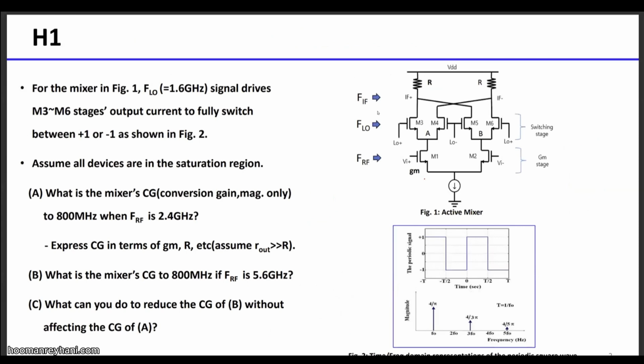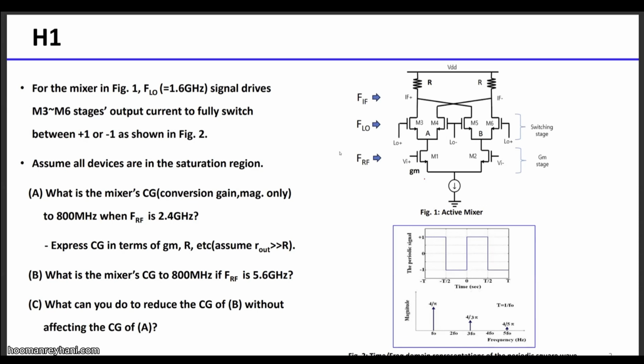And so homework number 1 is about the mixer. How this mixer works is that you have a GM stage at the bottom, and you have a switching stage on top, and then the resistive load. So when the LO signal is at 1.6 gigahertz, it drives the M3, M4, M5, and M6 switching stages fully to one side or the other side with the plus or minus 1 gain.